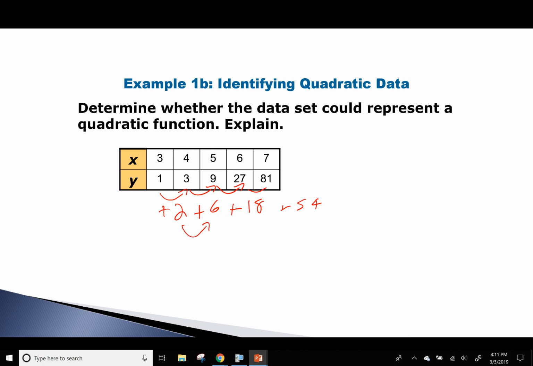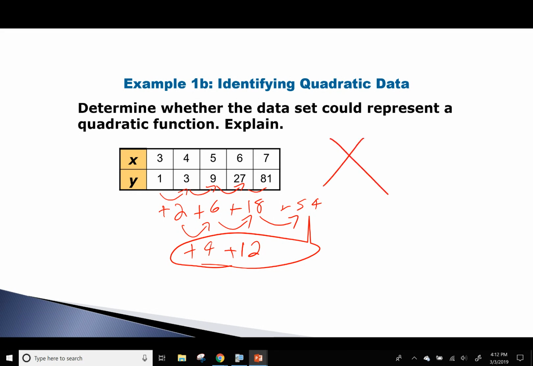Now, the difference between those: 2 to 6 is plus 4. From 6 to 18 is plus 12. And from 18 to 54, well, it doesn't even matter. You can tell that the second differences are not the same. So if the second differences are not the same, this is not quadratic. This is actually, and we'll talk about this in a future video, an exponential function. We'll talk about how we can determine that later on, but this is not quadratic. We know it's not quadratic because we checked the second differences and noticed that the second differences do not match.